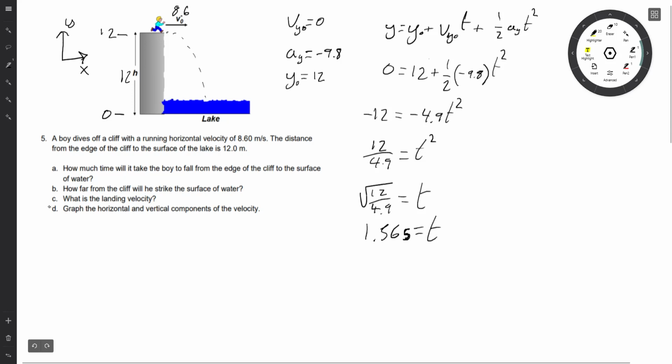Okay, so B, how far from the cliff will he strike the surface of the water? Now we're going to use this value 8.6. This is going to be a key part of what we look at here. So let's take a look at how we're going to do that. I'm going to see if I can select some of this stuff.